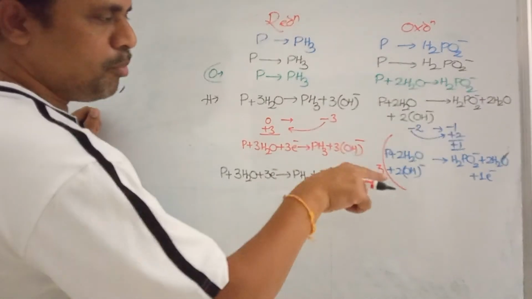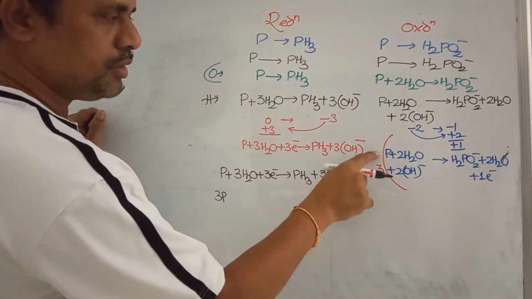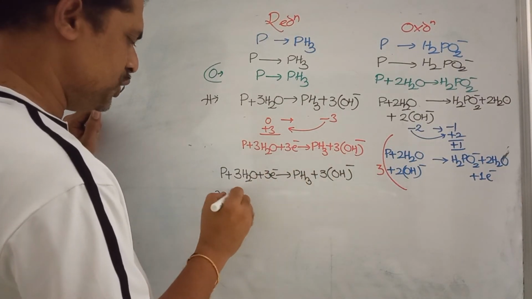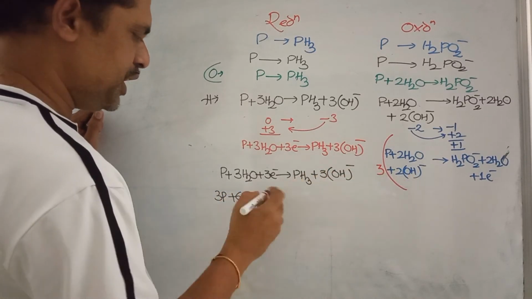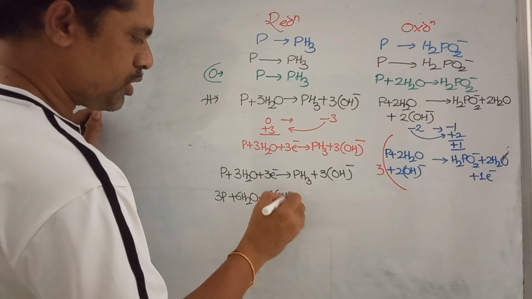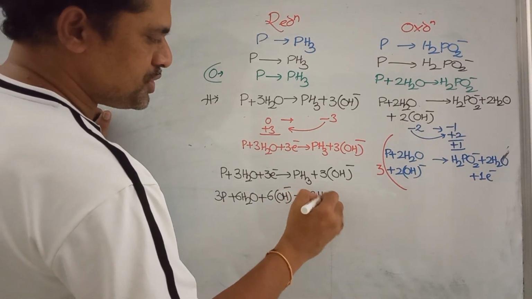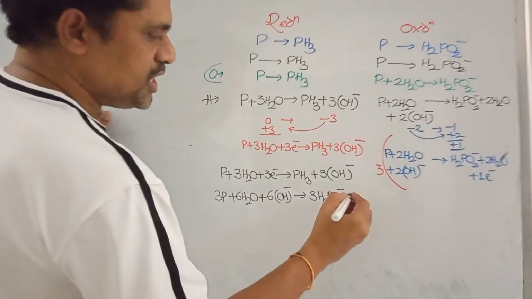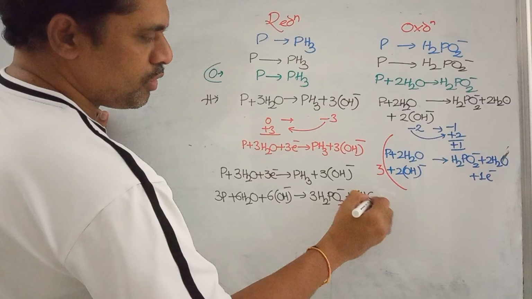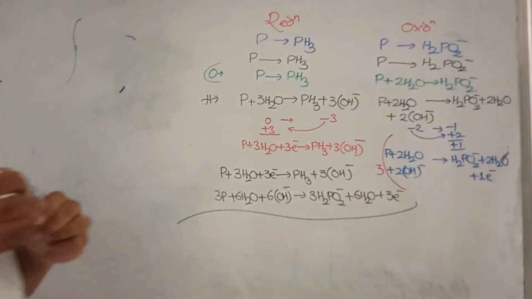Fine. Multiply by 3 and write here 3P plus 3 into 6 H2O plus 3 into 6 OH minus gives rise to 3 H2PO2 minus plus 3 into 6 H2O plus 3 electrons. Correct?